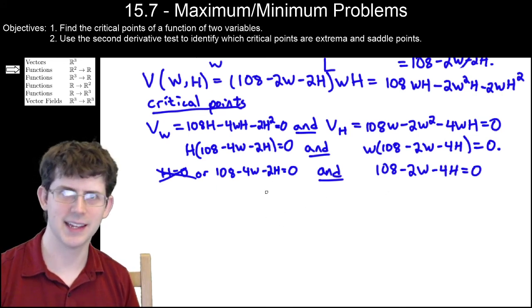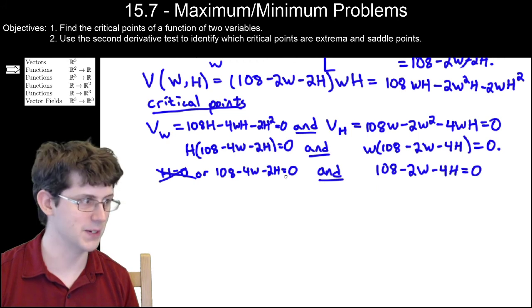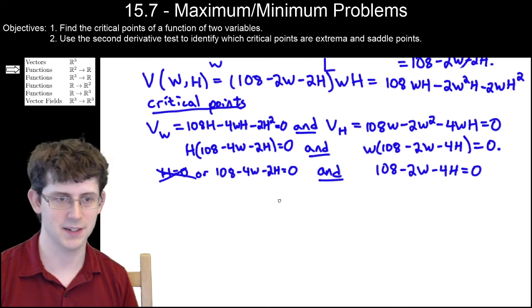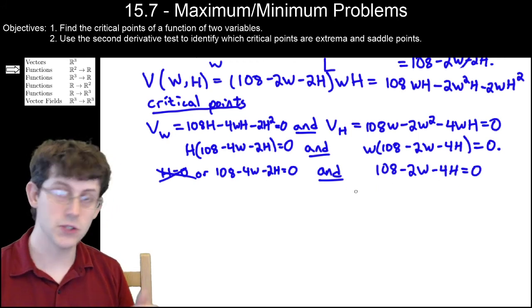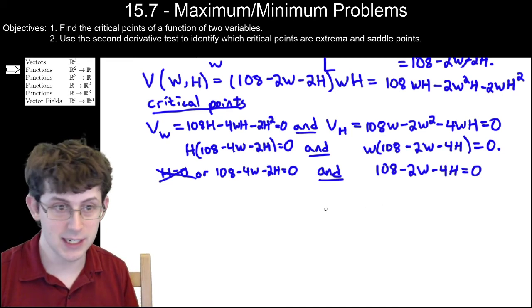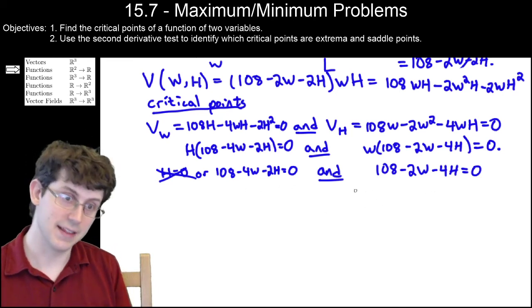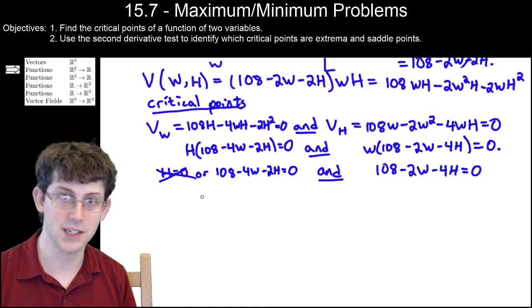These equations look like they're the same equation, but this one has 4w and 2h. This one has 2w and 4h. I'm trying to solve these two equations at the same time, so I'll use substitution. Pick any equation and solve for anything in it. This time I'll solve for h in the first equation.